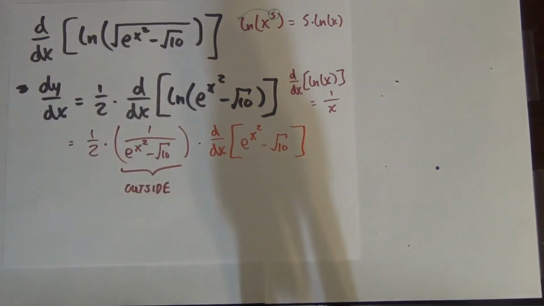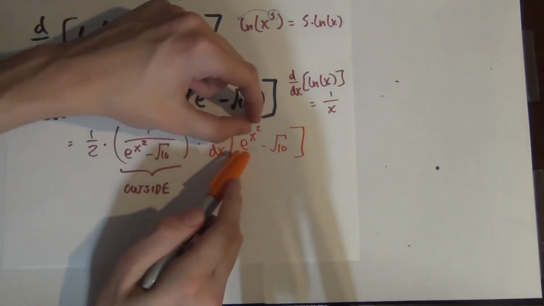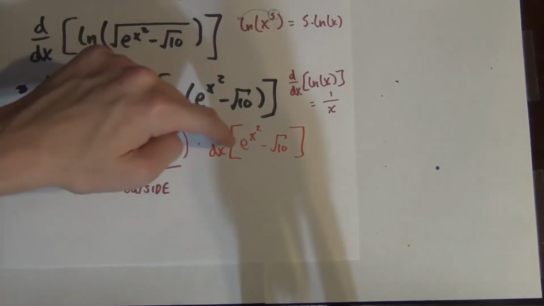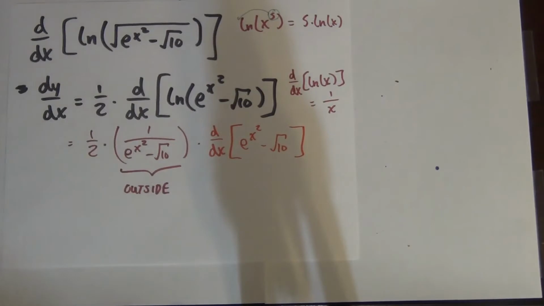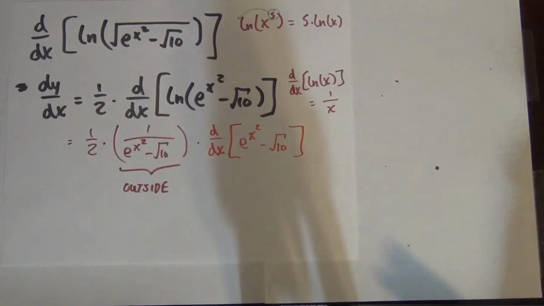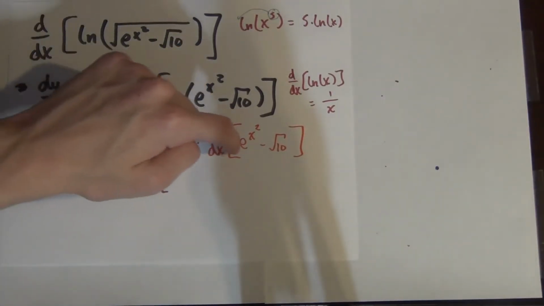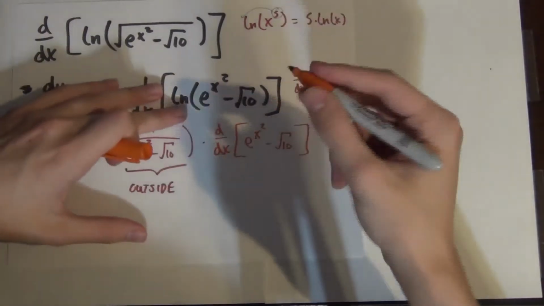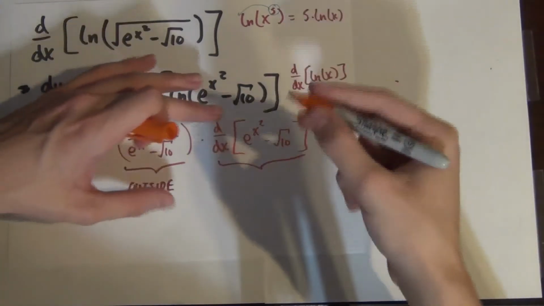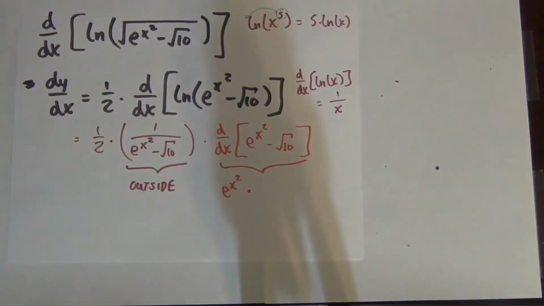Well, I run into another problem. I run into another application of the chain rule, because I'm taking the derivative of e to something that isn't x. It's x squared. So here I have another outside function. My outside function ends up being, well, the derivative of e to the x is e to the x. So you would expect the derivative of e to the x squared to just be e to the x squared. So this ends up being e to the x squared times the inside function.